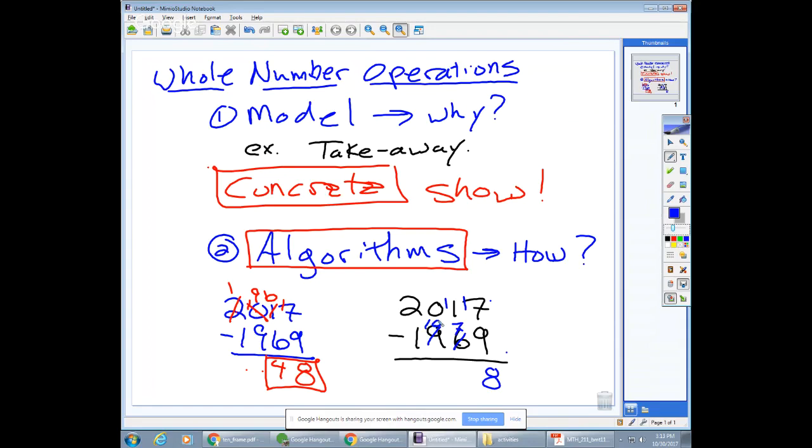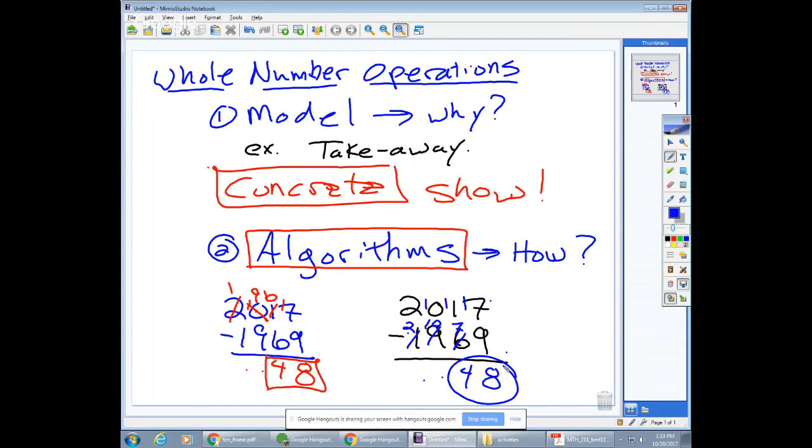So I bump it up from 900 to 1000. So I added 100 to the top and the bottom. 11 minus 7 is 4. 0 minus 10, can't do that. So then I bump that up, and I bump that up. 10 minus 10 is 0, 2 minus 2 is 0, so I get the same number, 48.